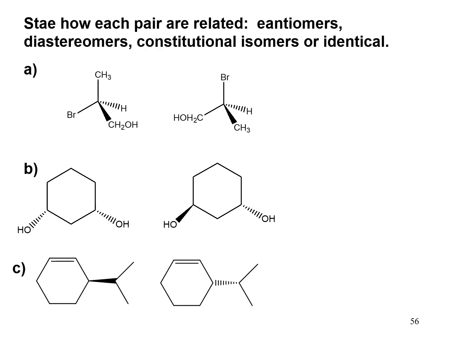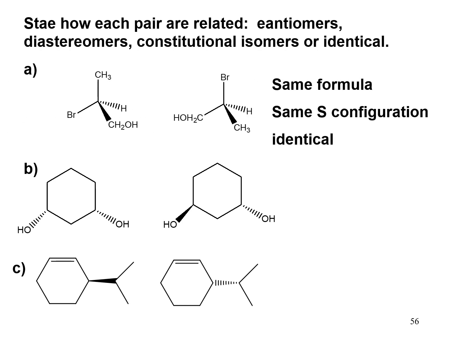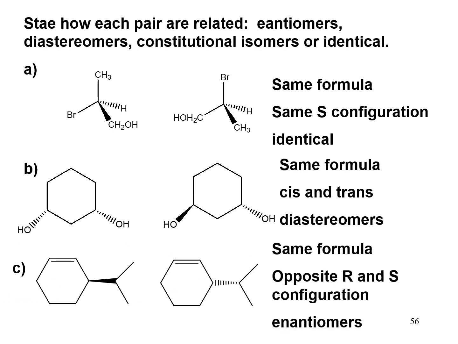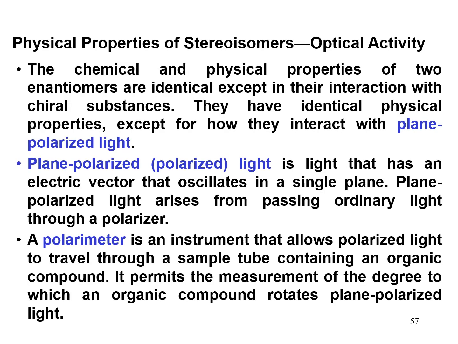So state how each pair is related: enantiomers, diastereomers, constitutional isomers, or identical. When you look, A has the same formula and the same configuration, therefore it is an identical compound. But when you see B, the same formula, cis and trans, therefore if something has cis and trans, we say diastereomers. When you come to C, the same formula but opposite R and S configuration, therefore it is simply enantiomers.